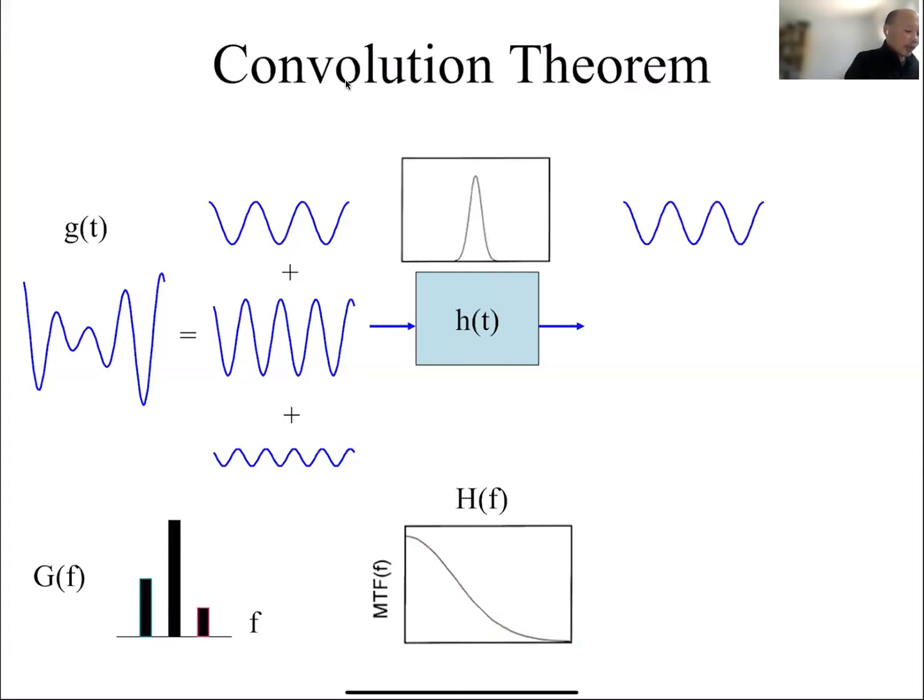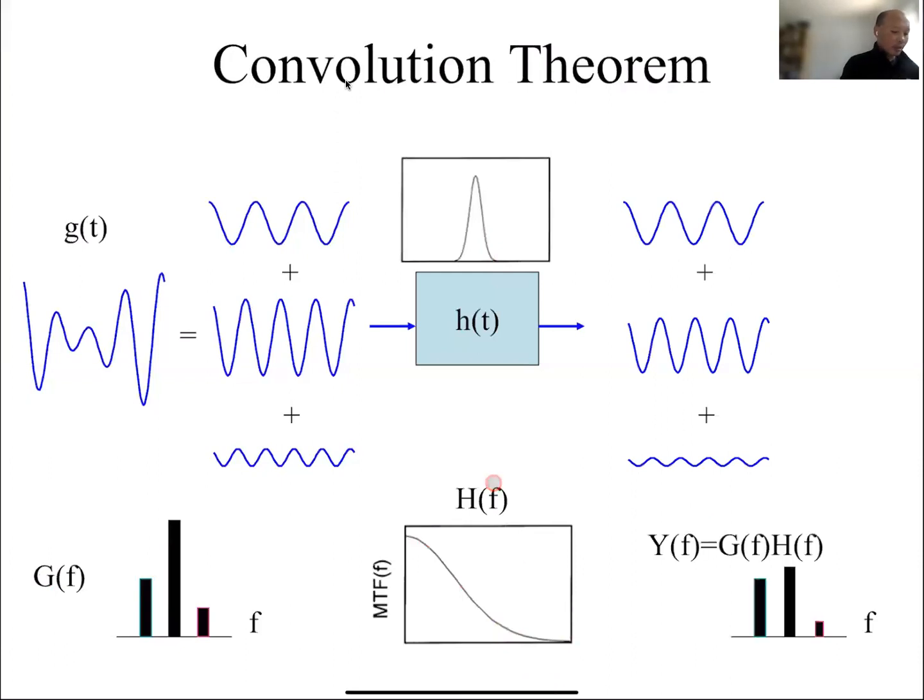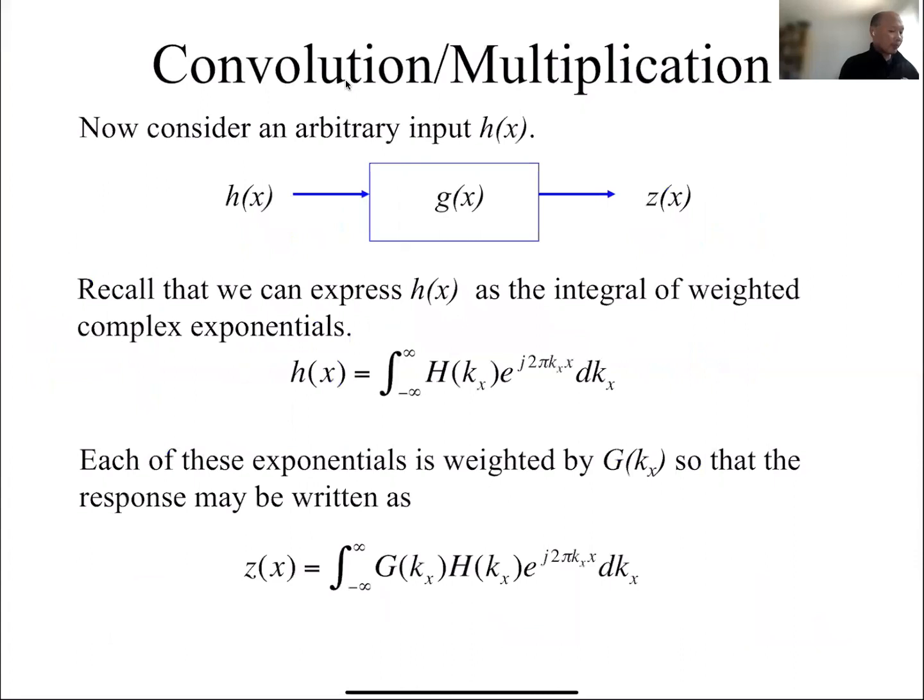And so you notice that if I go through that system, these components just get multiplied by the different amplitudes of this modulation transfer function, okay? So what I'm left with is that y of f equals just g of f times h of f. And that's essentially the convolution theorem, how to understand that: since anything can be decomposed into these parts, I can take each of these separately, multiply it, and then because of the linear system, I can add them all up later, and that's also my output of the signal.